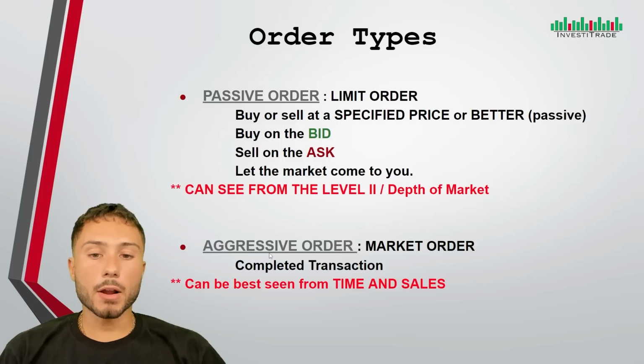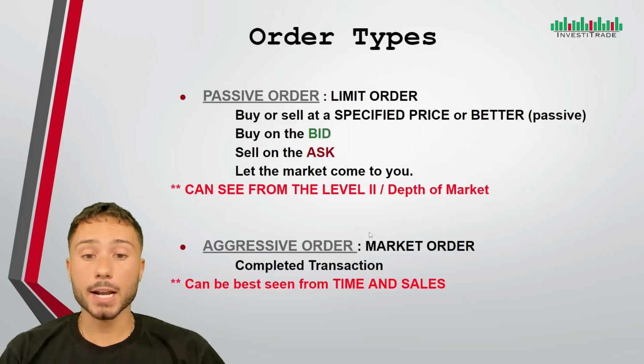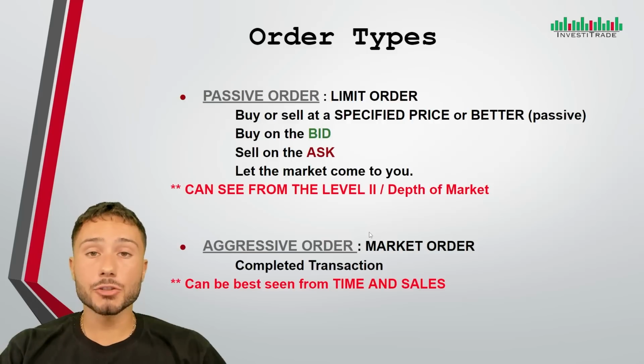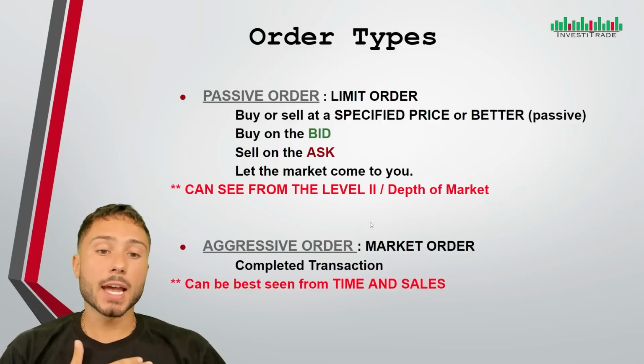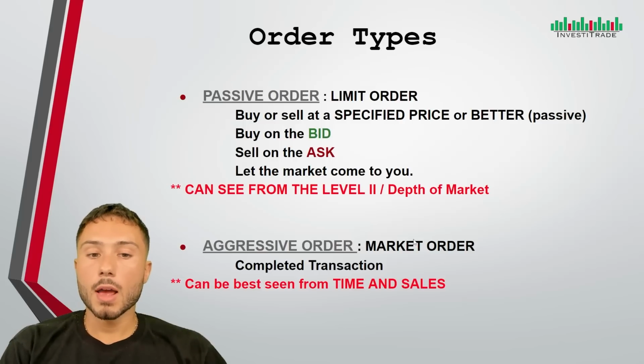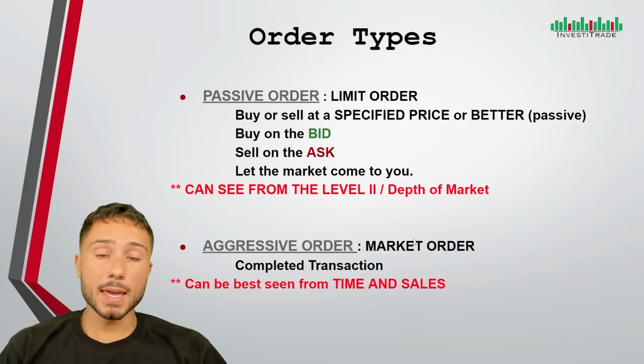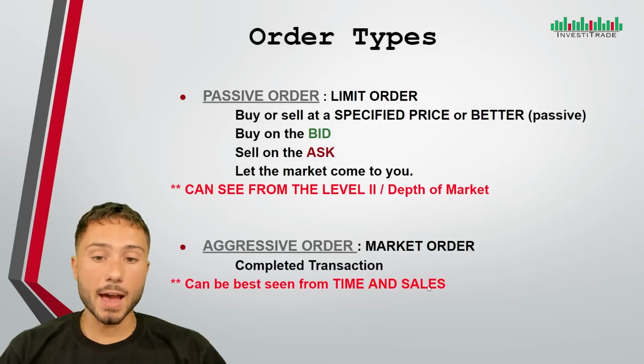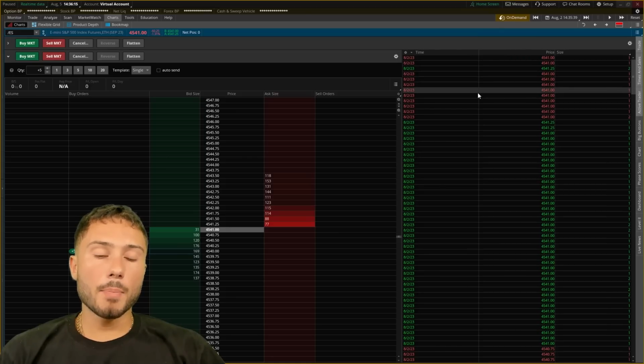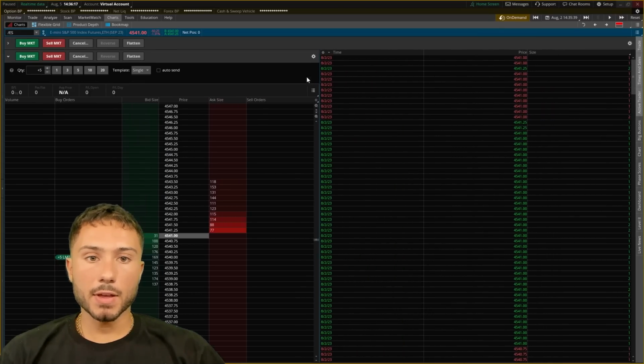Now we have to talk about aggressive orders, which are market orders, which show completed transactions. If I just put 5 contracts at 4540, for my 5 contracts to get filled, a market order has to sell to me because I'm looking to buy. This can be seen on a time and sales because this shows completed transactions. So now I pulled up a time and sales on the right. I'm going to make this a little bit bigger.